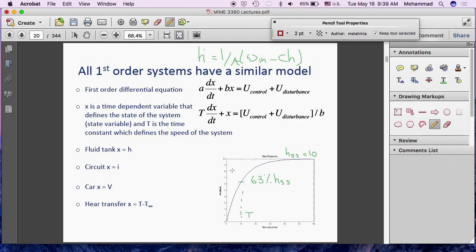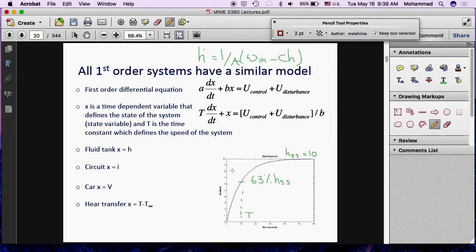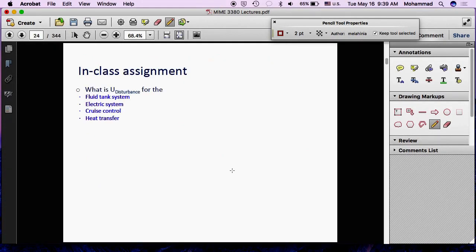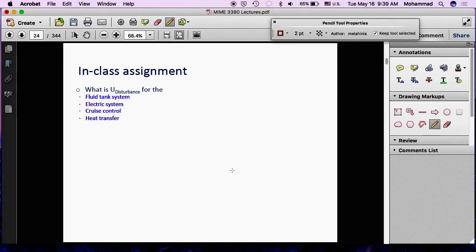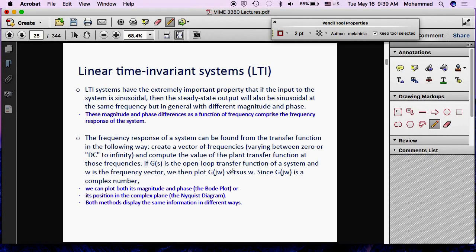So you get the idea of disturbance as input that most of the time is unwanted, but nonetheless is going to affect the system. So these are the examples that we already discussed. What is the disturbance for each of these systems? We gave examples for each of these systems.